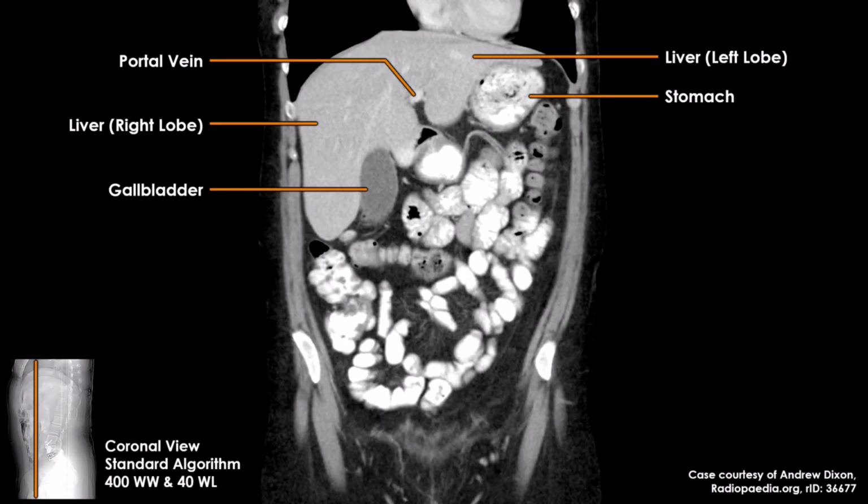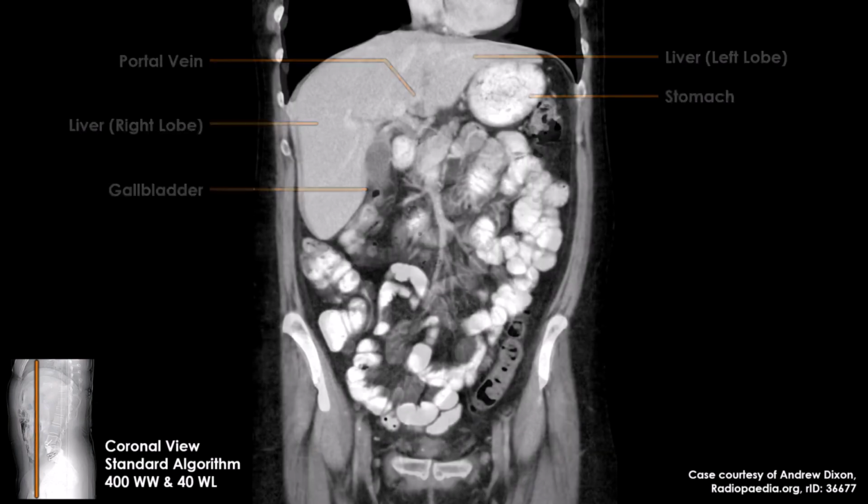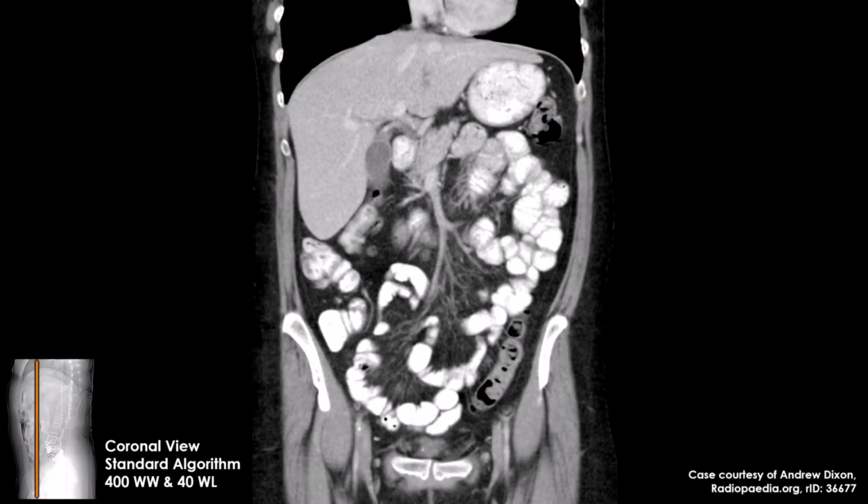The rest of the abdominal and pelvic content at this slice position is mostly small bowel, with a few segments of large bowel, all of which is opacified with oral contrast. Moving posteriorly in the coronal plane, this is a very important slice position. We can see a segment of the gallbladder, and now we can see a segment of the cystic duct. This is the duct or tube that allows bile to go in and out of the gallbladder.